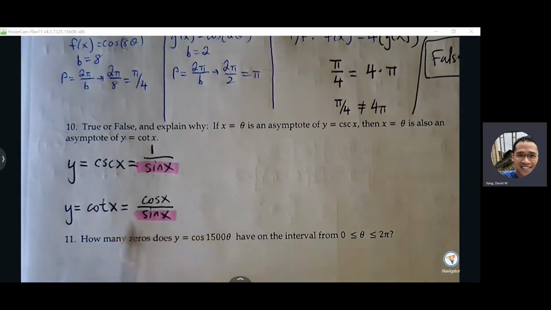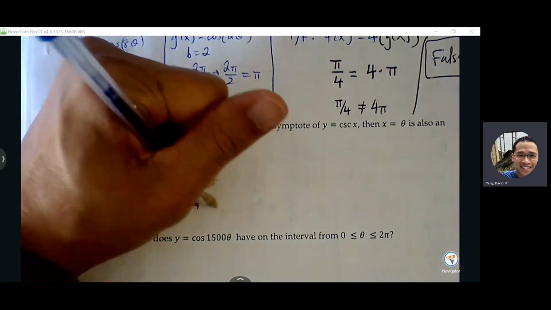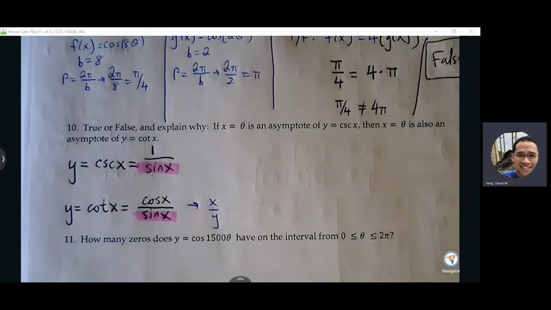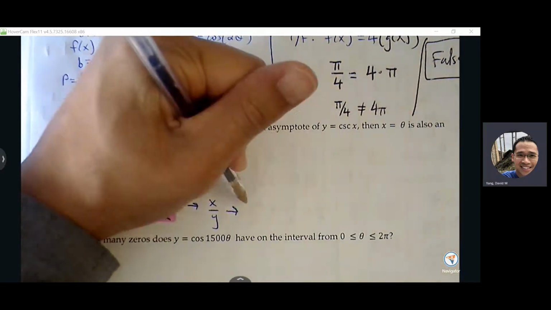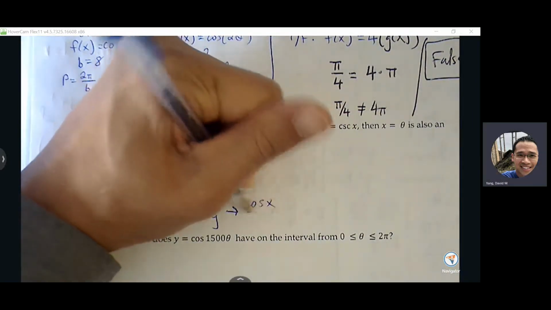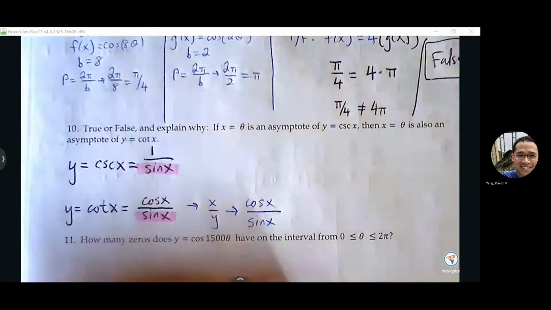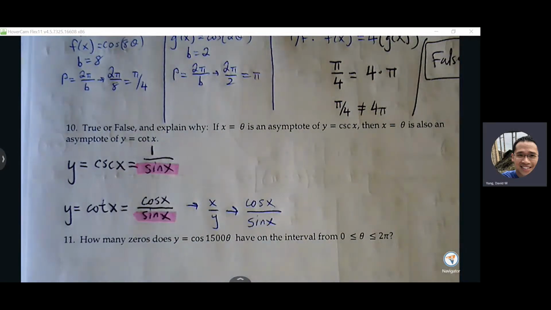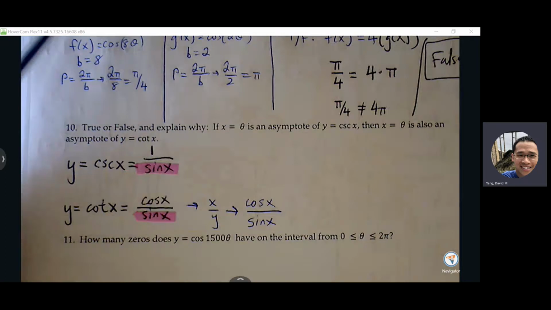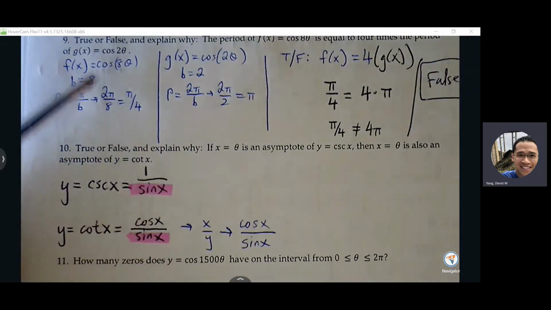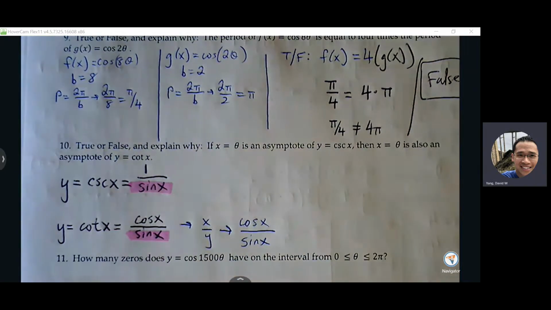Because we know cotangent is x over y, right? And we know x is cosine and y is sine. So therefore, cosine over sine. We associate cosine with x, and we associate sine with y. Yes, we're going to have to do this on the test. There'd probably be one problem where you're going to have to answer these types of questions.